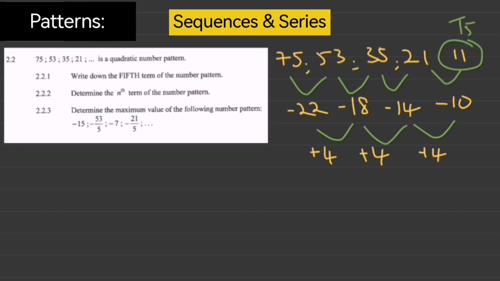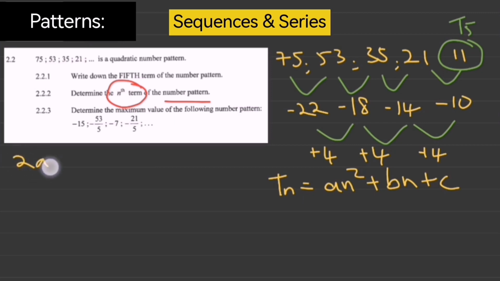The second question here is to determine the nth term for the number pattern. The nth term is the general formula. Now our general formula looks like this: an squared plus bn plus c. To find a, b, and c, we'll have to use the following formulas. 2a equal to the second difference. If 2a is equal to 4, then a is equal to 2.